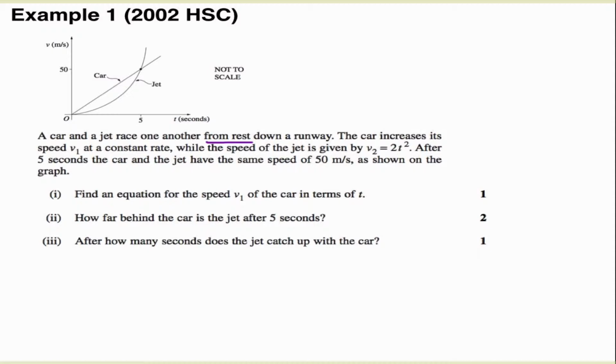For part 1, find an equation for the speed of the car in terms of t. Now looking at our graph, we can see V1 is that straight line. Obviously it has a y-intercept of 0 and it has a gradient of 50 over 5, so the equation of the car V1 is 50 over 5 t, or 10t. So that's our equation for V1.